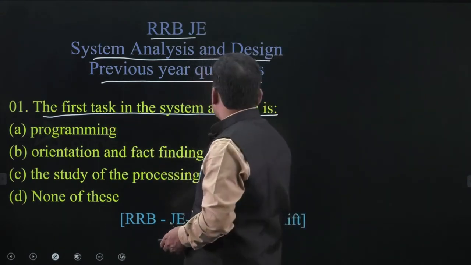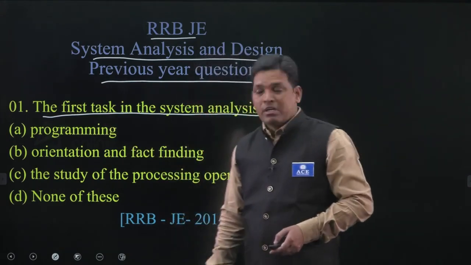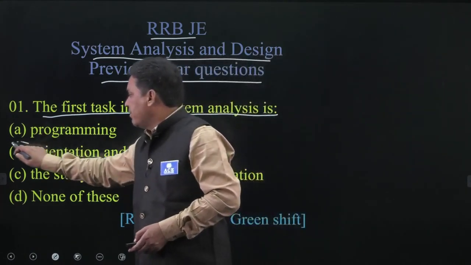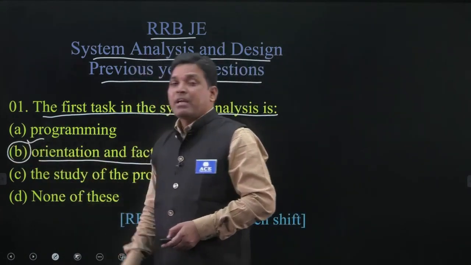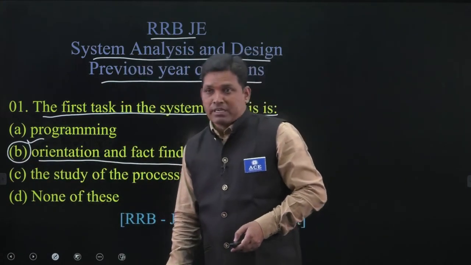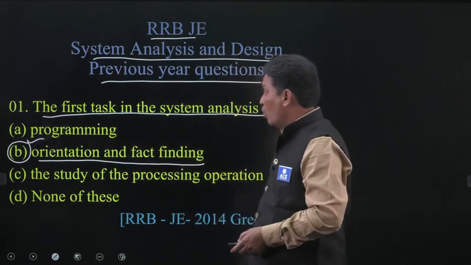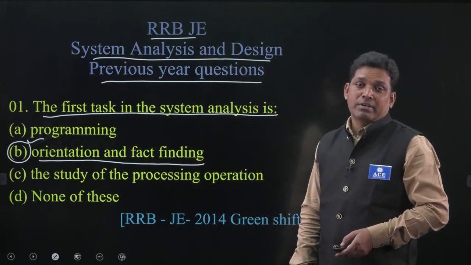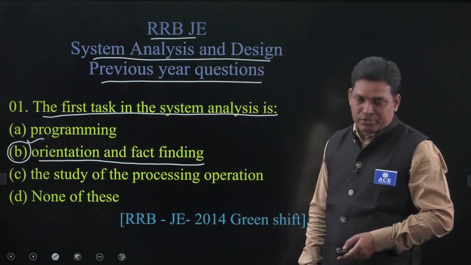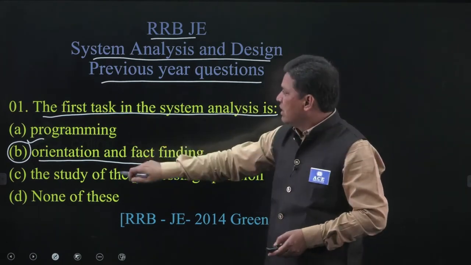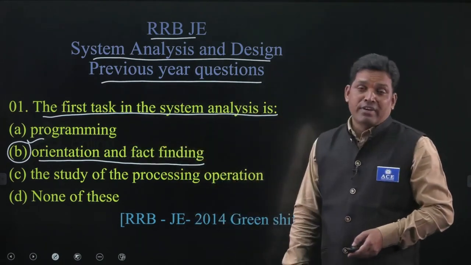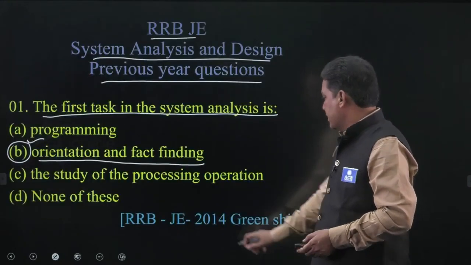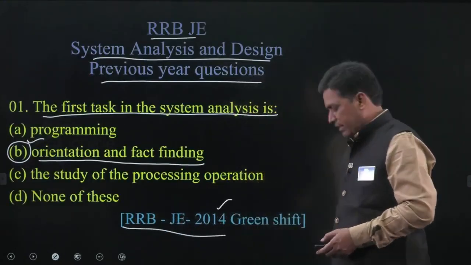The first task in the system analysis process is orientation and fact finding. That means preliminary investigation should take place and the feasibility study process is supposed to be conducted. So that's why the answer is orientation and fact finding. Through fact finding techniques, client requirements will be gathered and analyzed. That's why the first task of system analysis is orientation and fact finding, right? This question was asked in RRB JE 2014.